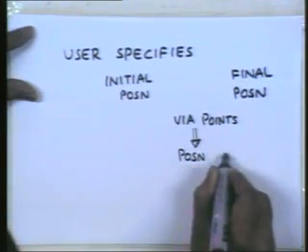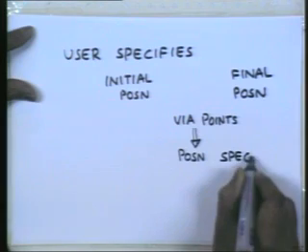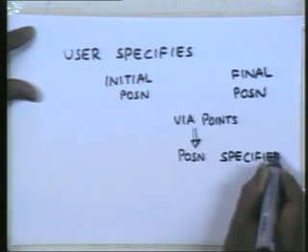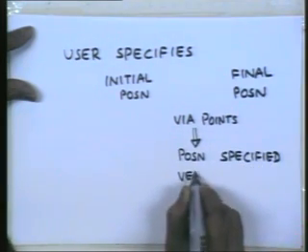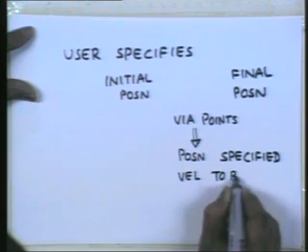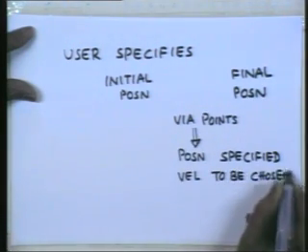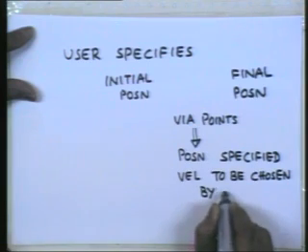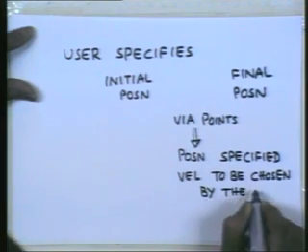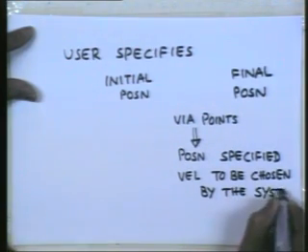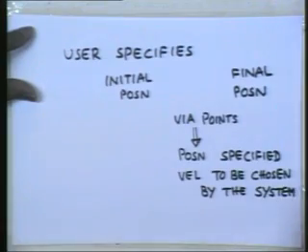position specified, velocity to be chosen by the system. Okay, so this choice eliminates any requirement of kinematic consistency from the point of view of the user.